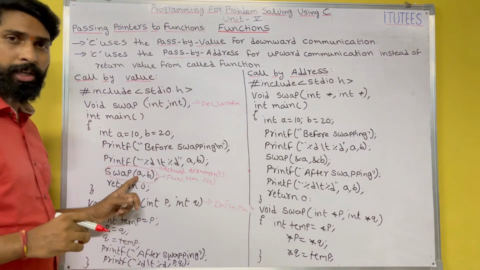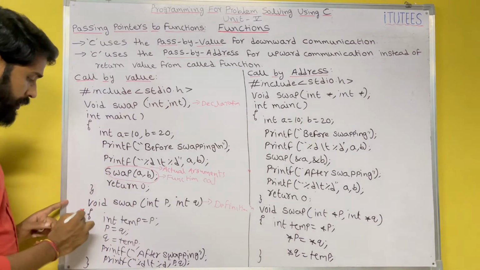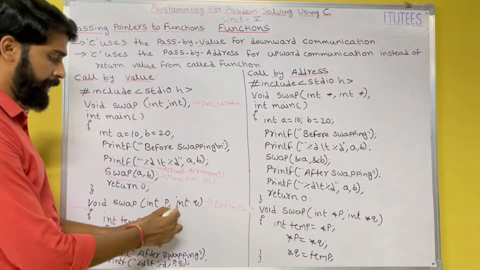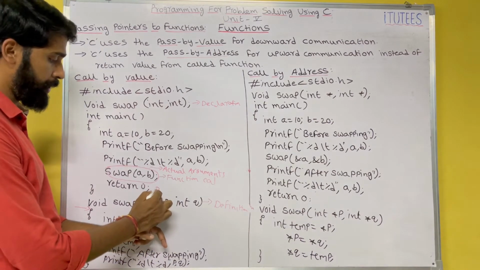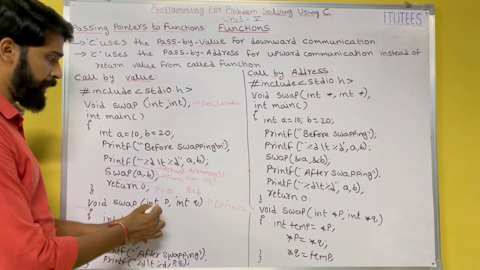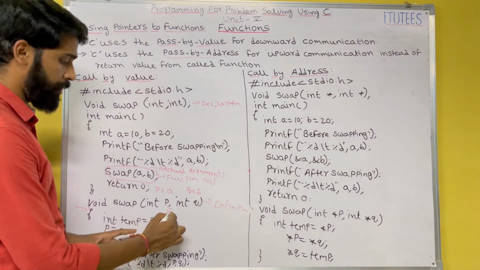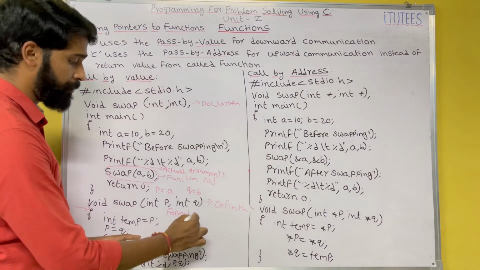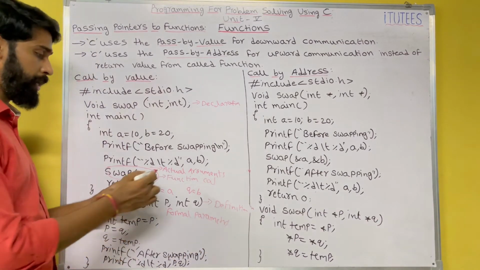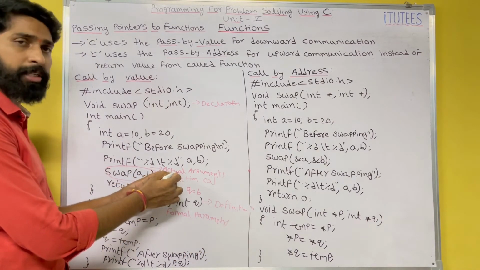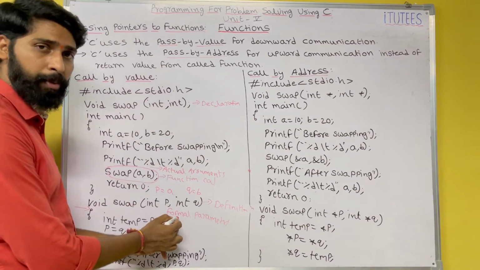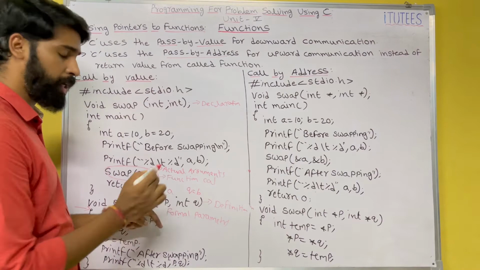Now the function call is encountered, so this definition will be invoked. What is the definition here? Int p, int q. That means p equals a, q equals b. These p and q are called formal parameters. Here the actual parameters or actual arguments are a comma b, and the formal arguments or formal parameters are p comma q.